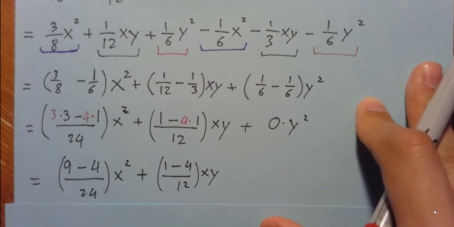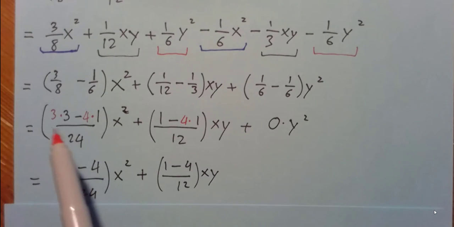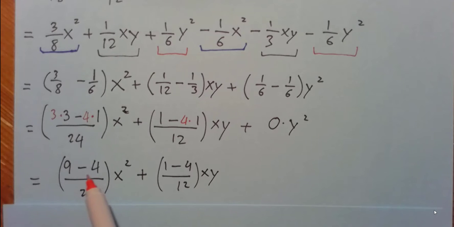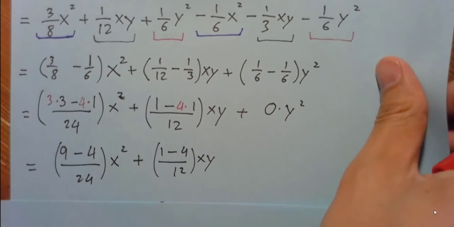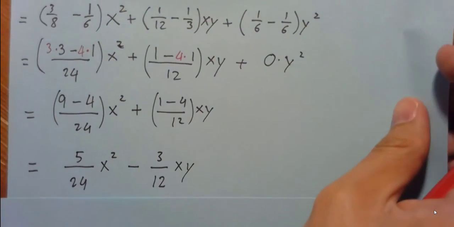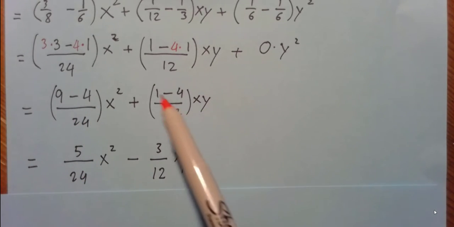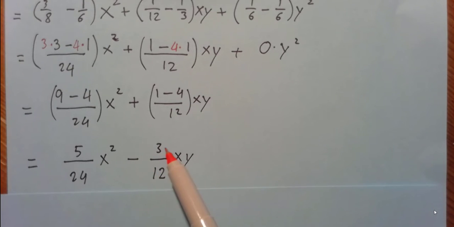So, combine like terms. 3 times 3 is 9. 9 subtract 4, which is here. 1 subtract 4, this is xy. And then the last step is to simplify the final expression. 9 minus 4, that's 5/24 x squared. 1 subtract 4, that's -3/12 xy.